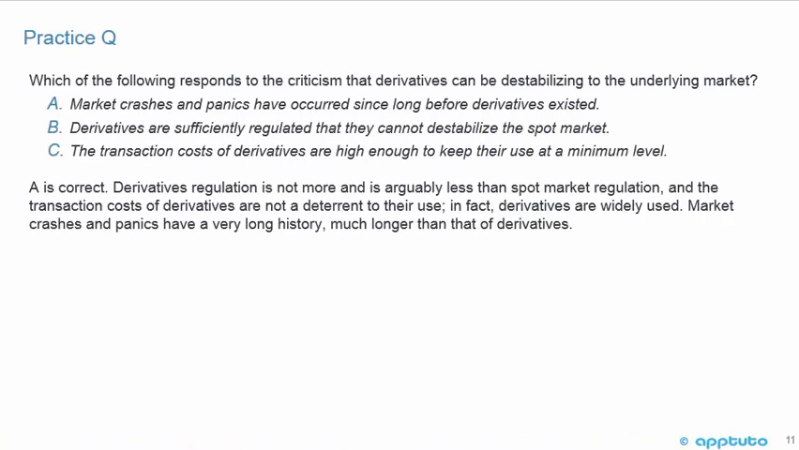Okay, that question is a good example of where I might not be sure. You know, I'm reading this and maybe I haven't covered it in the text, but transaction costs of derivatives are high? No, that's not true, so C is wrong. Derivatives are sufficiently regulated? No, they're over the counter, some of them. They're not sufficiently regulated. Boom, I know immediately B and C are wrong, so it has to be A. Market crashes and panics have occurred since long before derivatives existed.